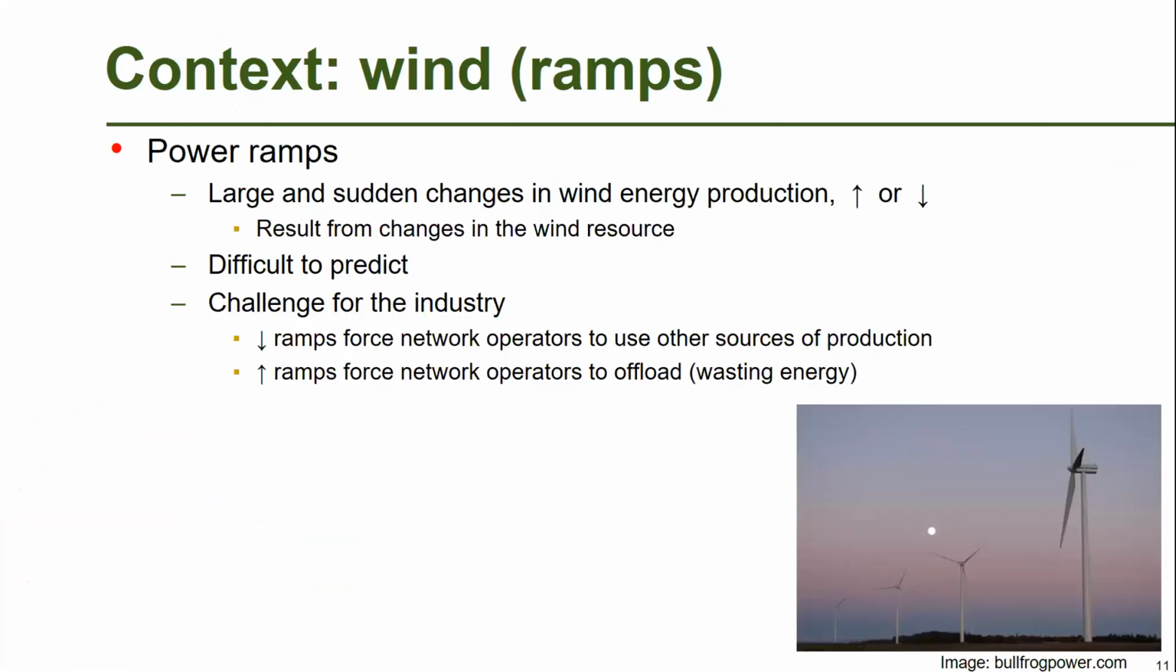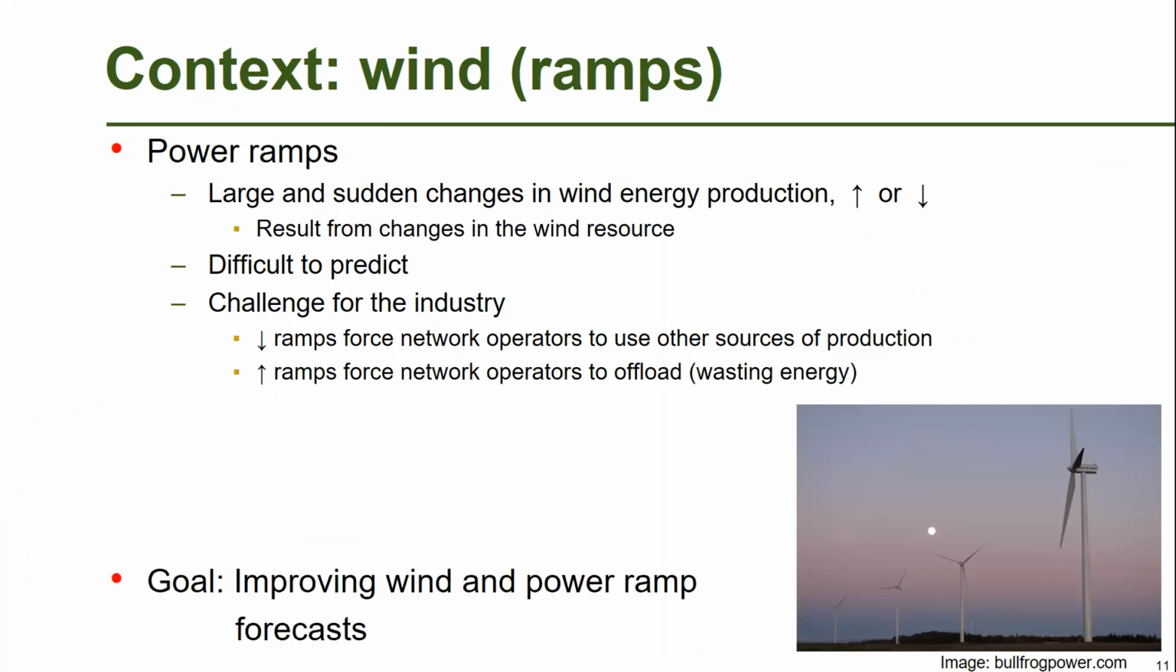And then let's move to the wind part of the project where we focus on forecasting wind power ramps. So power ramps are large and sudden changes in wind energy production, either going up or down in power, and they result from changes in the wind resource. They are difficult to predict, and they are a challenge for the industry as down ramps will force network operators to use other sources of production to compensate, while up ramps will force them to offload, to waste energy, so as not to overload the network. So what we want to do here is to improve the wind and power ramp forecasts.